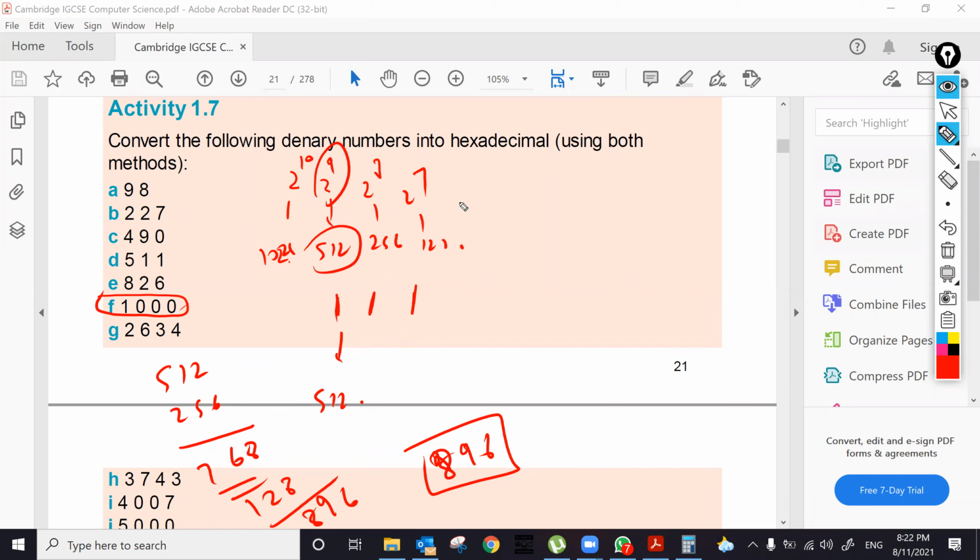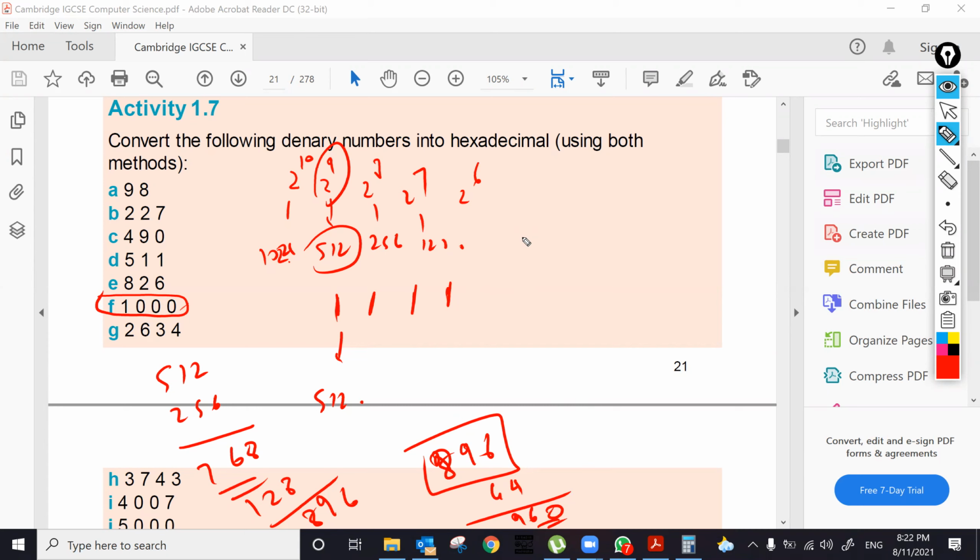Here, 2 to the power 7, 2 to the power 6, 64. Right? I think you can add 64 here. No worries. 64: 896 plus 64 is 960.